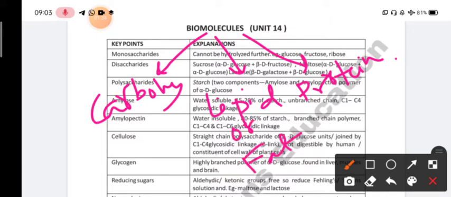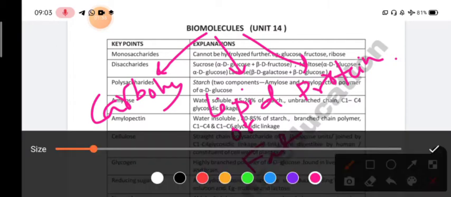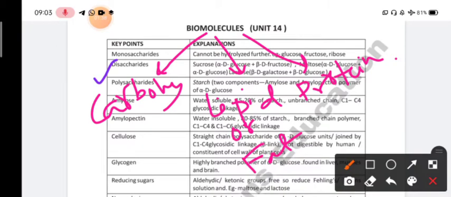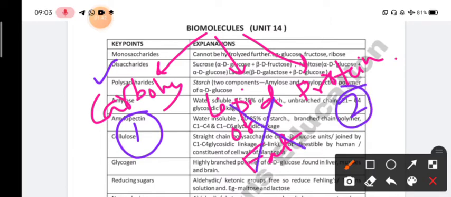Okay, so in our syllabus we have only two things, that is carbohydrate, number one, and number two is protein. Lipid or fat is not in our syllabus. So we will discuss only carbohydrate and proteins.